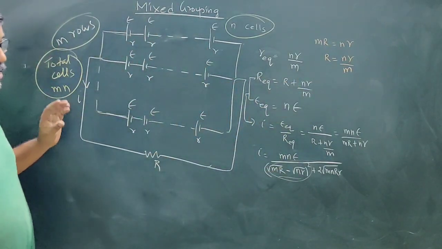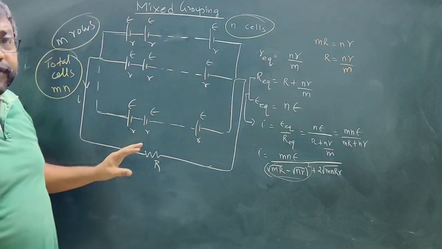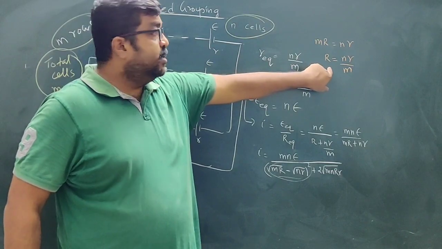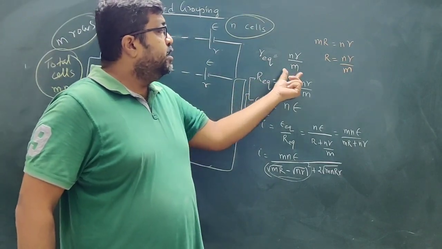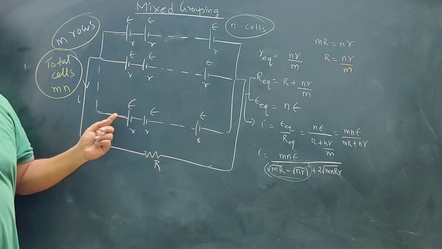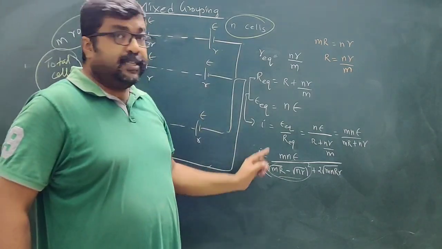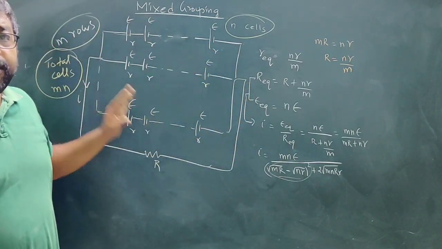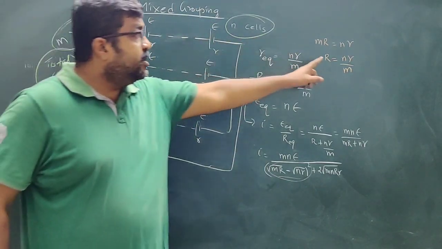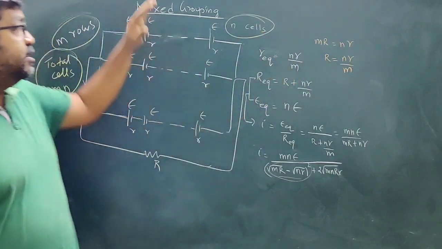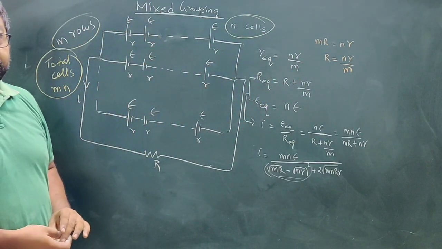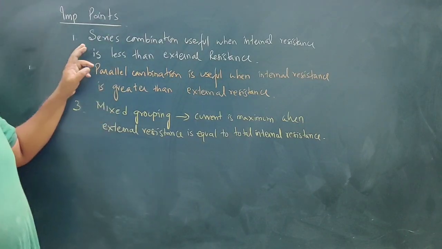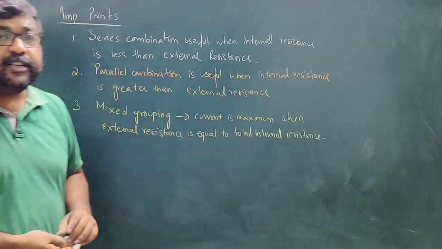So that means the current supplied by the mixed grouping of cells will be maximum when the external resistance is equal to the internal resistance of the cell combination. Okay, so for mixed grouping of cells, the current supplied by the cell combination will be maximum when the external resistance is equal to the total internal resistance of the cell combination.